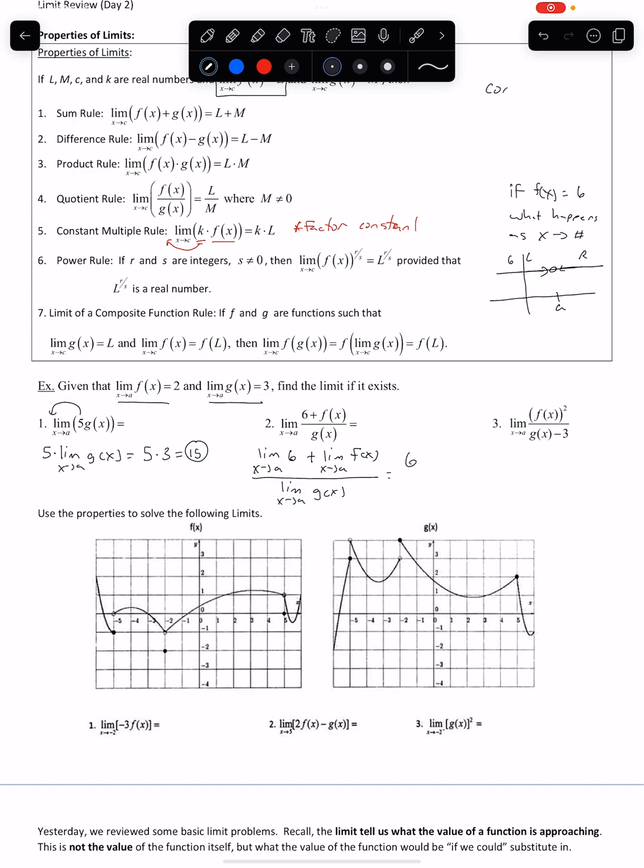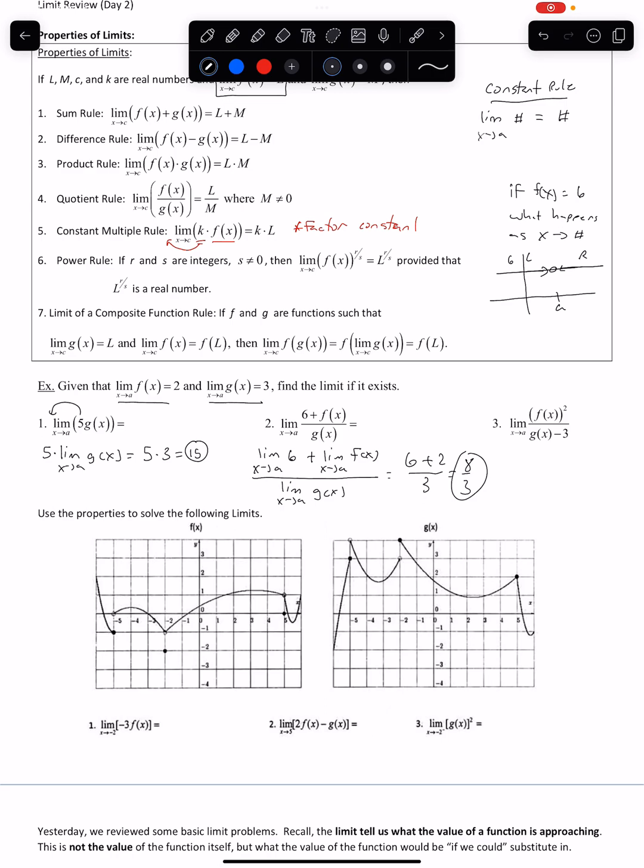This is sometimes what we call the constant rule. Not to be confused with the constant multiple rule. But the constant rule says the limit as x approaches a of any number is just that number. All right, plus f of x we know is approaching 2, and g of x is approaching 3, so we just get 8/3 here.